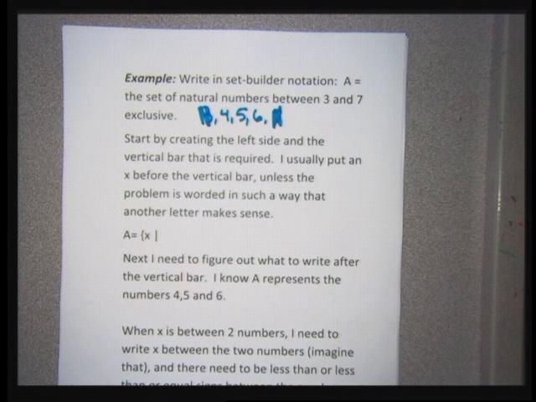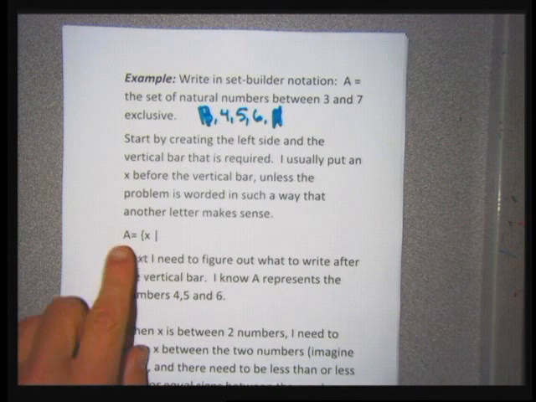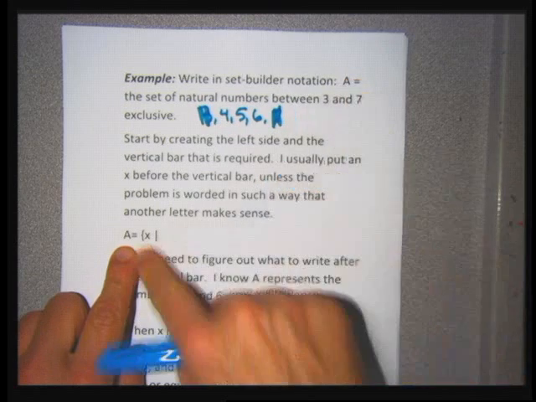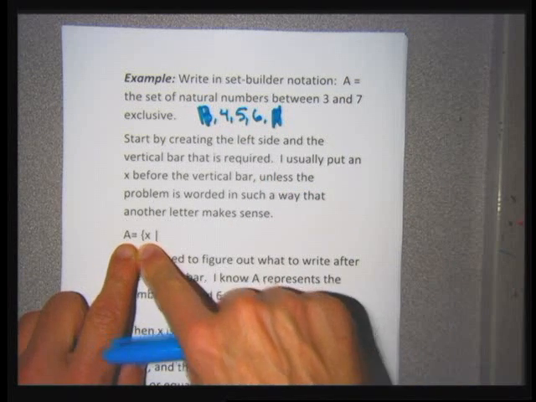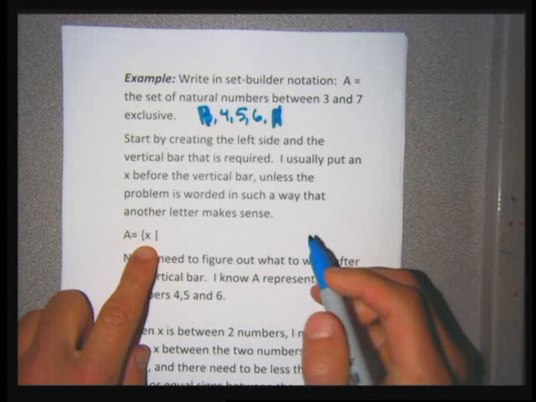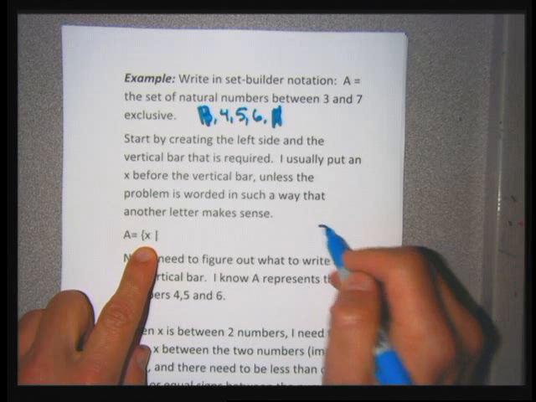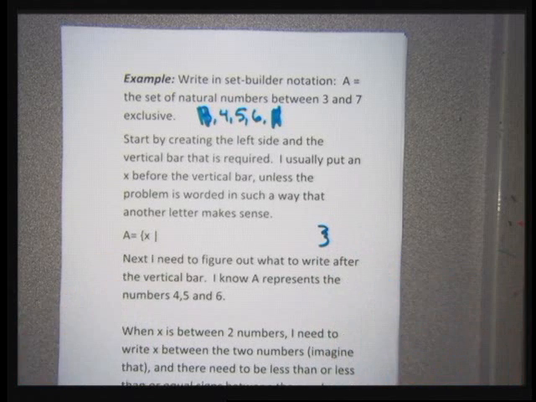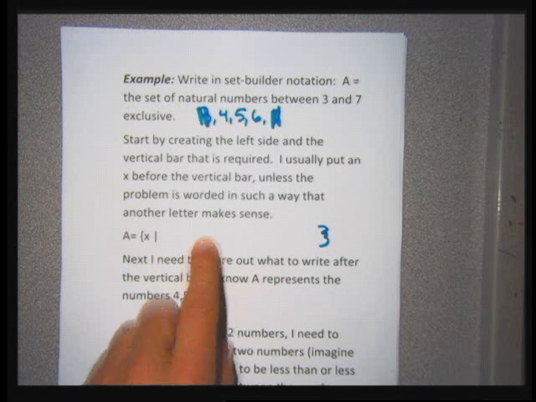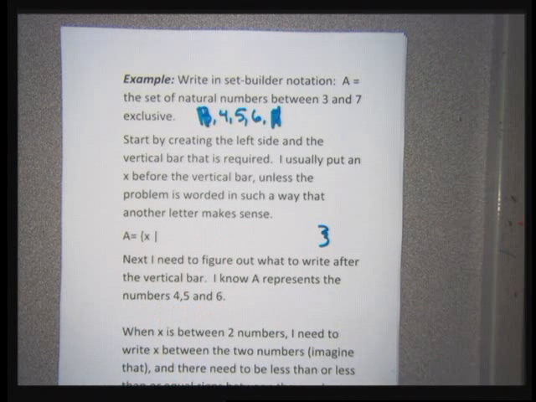It's natural numbers, so I'm not counting the fractions or the decimals between 3 and 7. And it's exclusive, so I'm only counting the numbers between 3 and 7, and I'm not counting the 7, nor the 3. All right, so now I'm going to do my set builder notation. I called it set A, so I'm going to write set A in my set builder notation. I'm going to write A equals the set of all x with the property that, and then the whole work is to figure out how to get something to the right of this vertical bar that represents the numbers 4, 5, and 6.